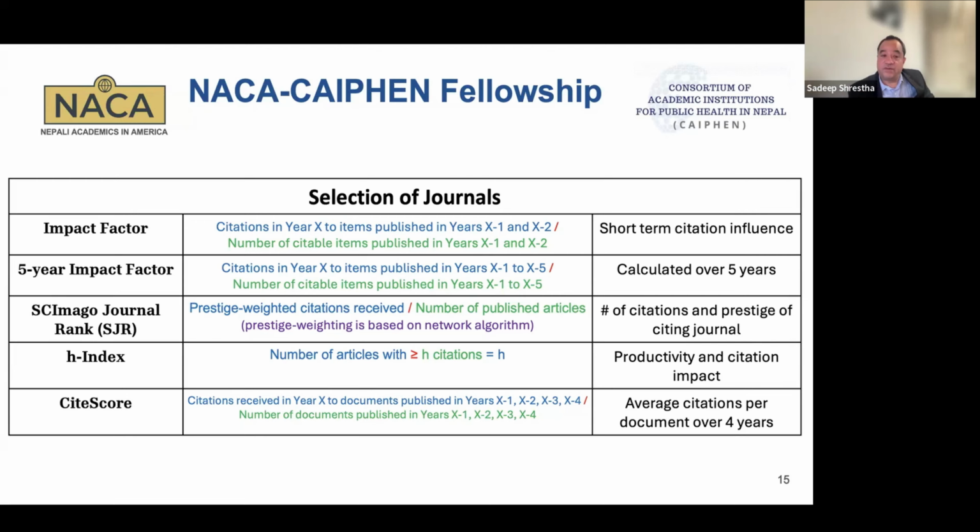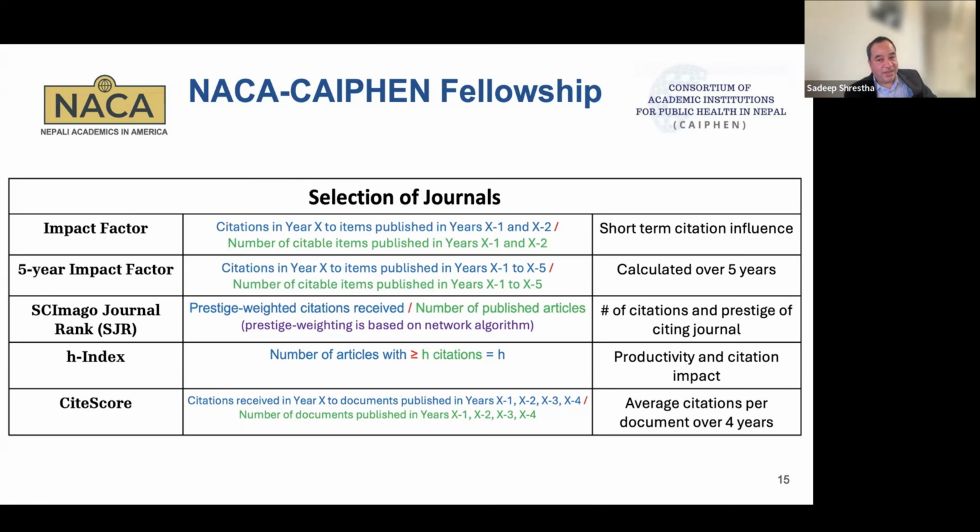But if you go for 5 years, sometimes you will see the 5-year impact factor, and it is not just for 2 years, but the past 5 years: how many of those articles were cited this particular year. Okay, so that's how you calculate that. That's what impact factor means. Impact means, if somebody cites your paper, that means it has been impactful, right? Somebody found it very useful.